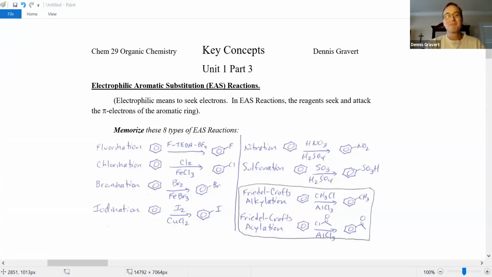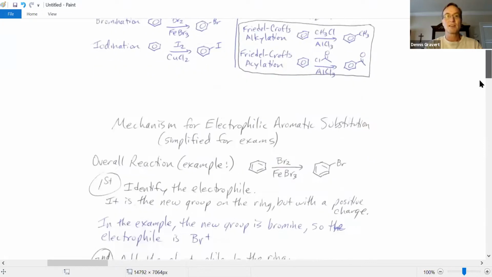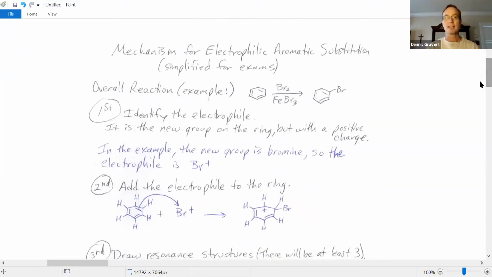Unit 1, Part 3. It looks like this. You've seen those reactions now. There's 8 of them. They all have a common mechanism. And scrolling down, here we go. Let's take a quick look at that mechanism. There's another video that goes through this mechanism in detail, so we'll just hit the highlights.